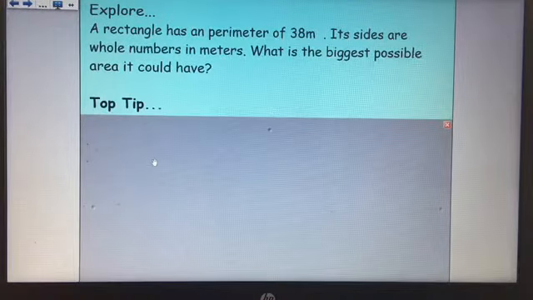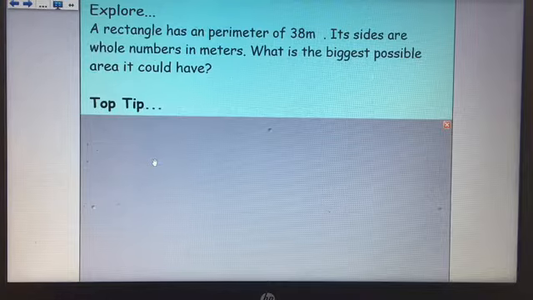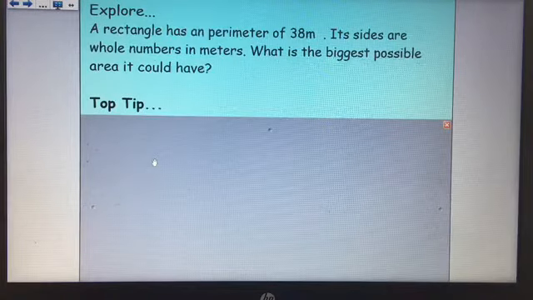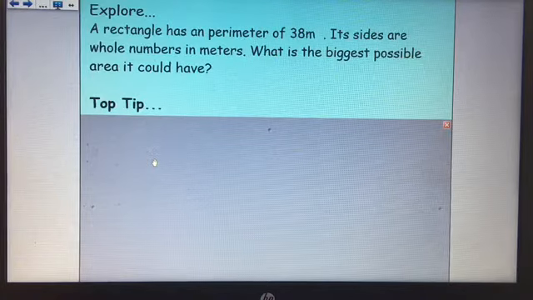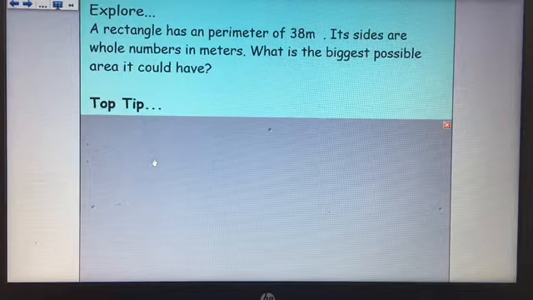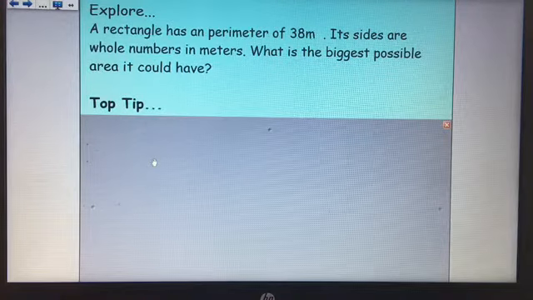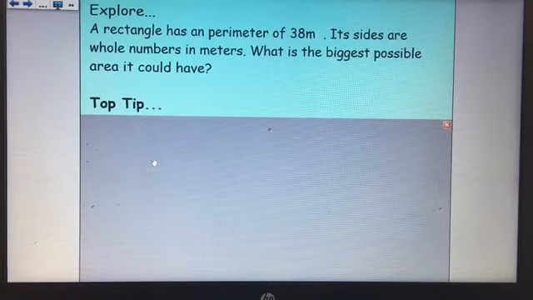Right, so we are going to do a bit of an investigation now. So I'm going to read you the question and I want you to have a think. A rectangle has a perimeter of 38 meters. Its sides are whole numbers in meters. What is the biggest possible area it could have? So if you want to crack on your own, go for it. If not, I'm going to go for a few top tips before I give you the answer. So press pause if you want to do it on your own. If not, have a listen.